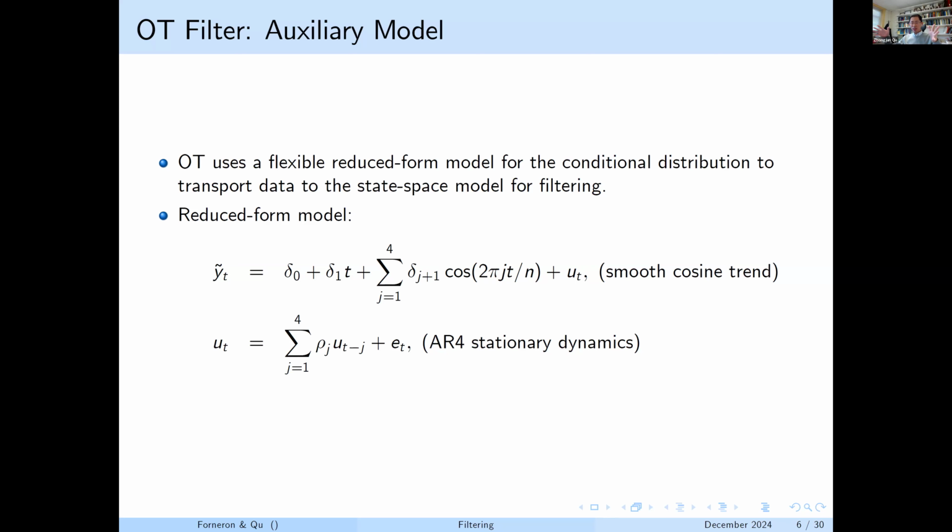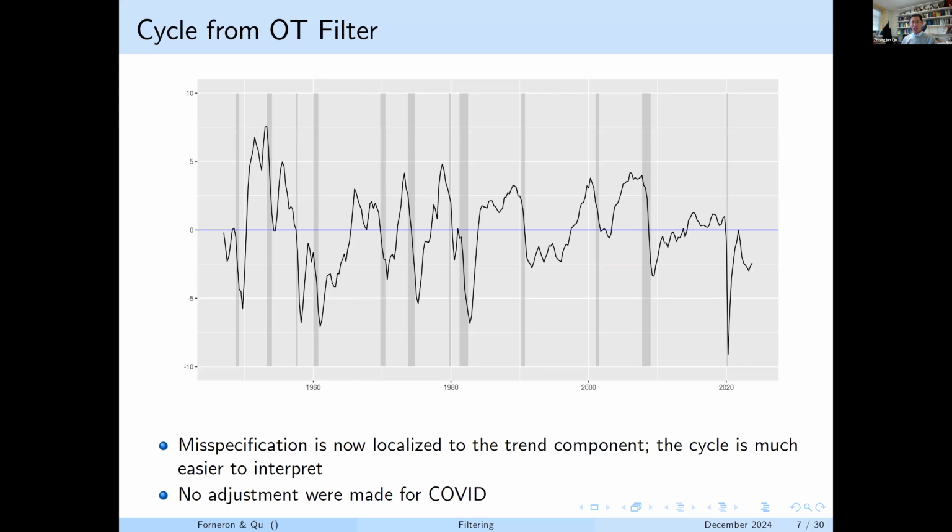Now we have both models, a reduced form representation and a structural model. We can build a coupling between the two, and the details will come later. I just want to show you what we get if we apply this approach, and this is the cycle component that follows from that. And this is clearly, at least to us, much easier to interpret.